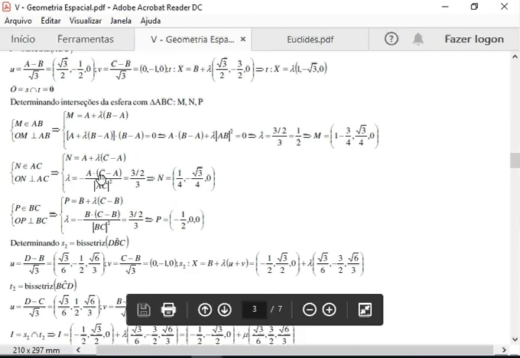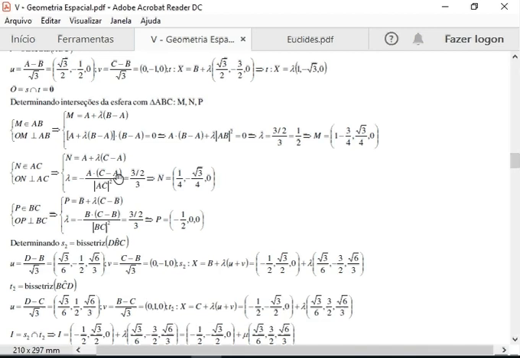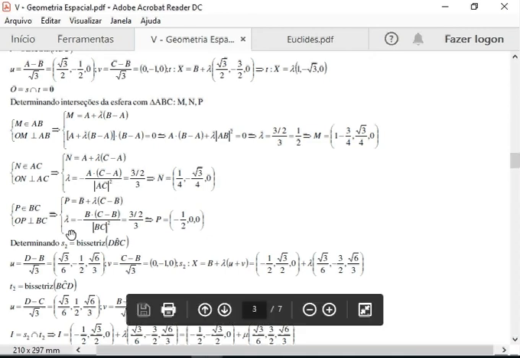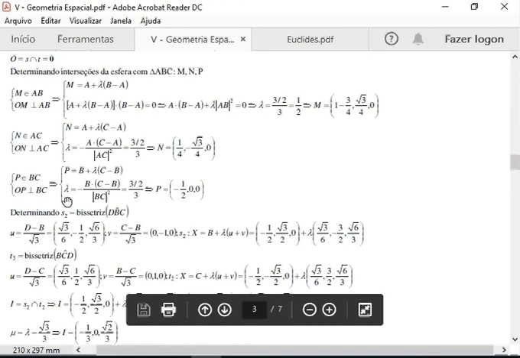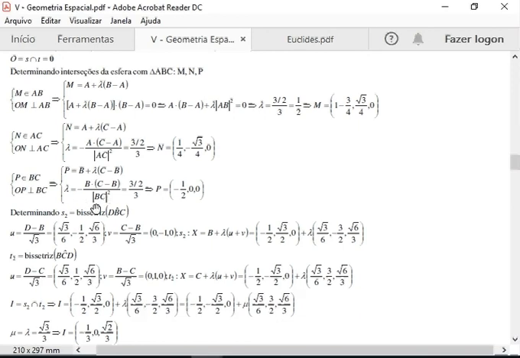Analogously, with the same formula, lambda in this case is minus A times (C minus A) over |C minus A| squared, and N is this point. Third case, lambda is minus B times (C minus B) over |C minus B| squared, also 1/2, and our point P is (-1/2, 0, 0).